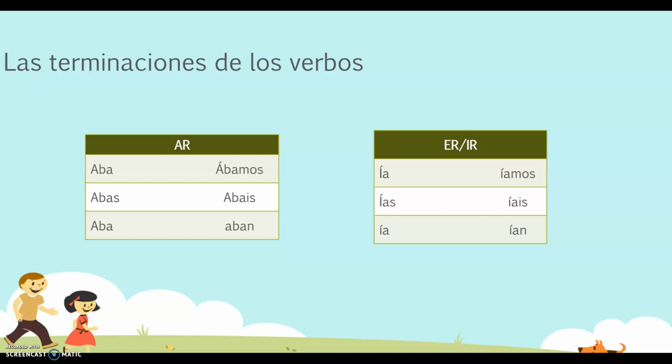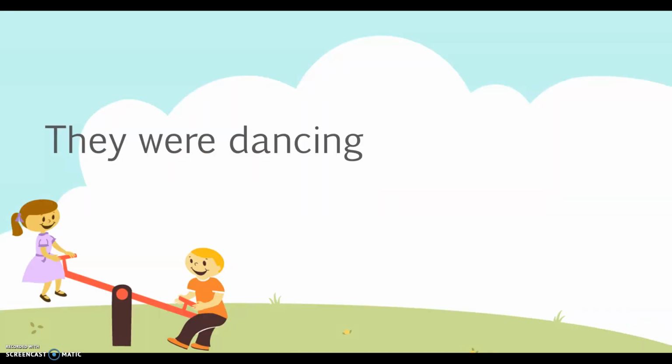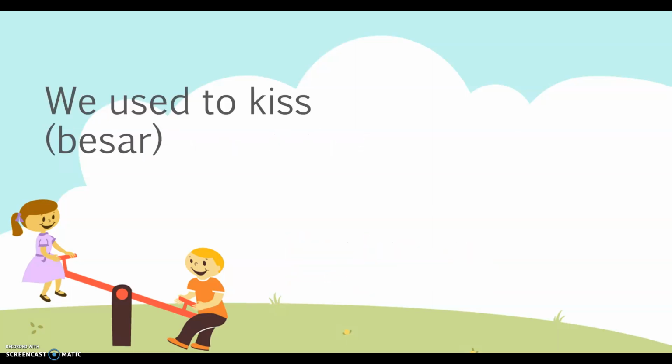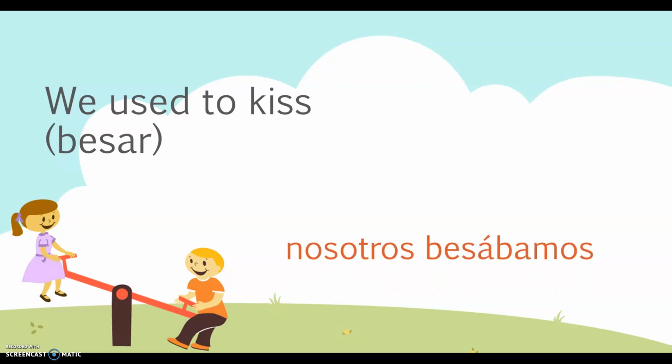You will see a prompt. Go ahead and translate that prompt, and then I will show you the answer. They were dancing. Ellos bailaban. We used to kiss. Nosotros besábamos.